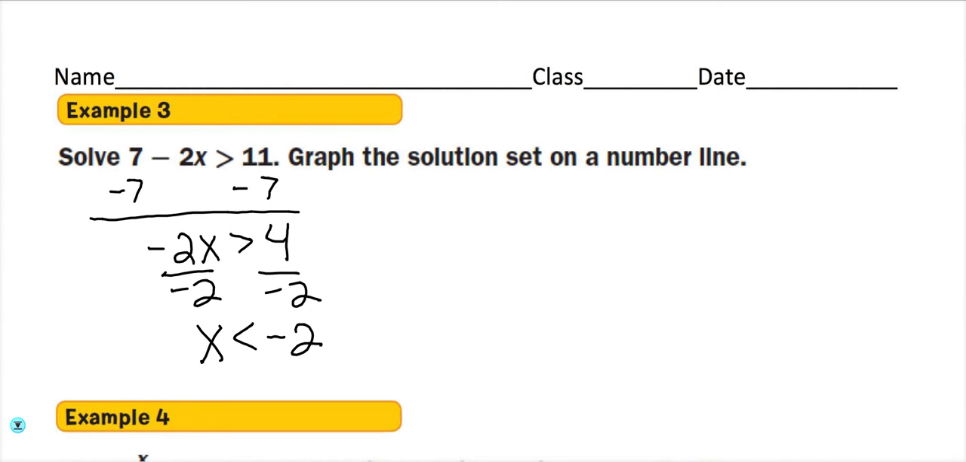Okay, again, why does it change? Because if you plugged it back in, you would be saying that a negative is bigger than a positive. That's not going to be true. So that's why we change it around. All right, so go ahead and graph that one. And that's what we should get.